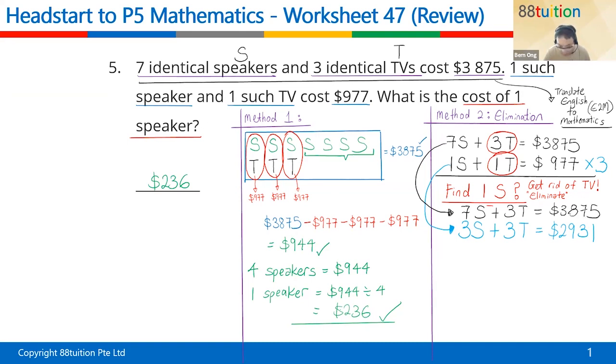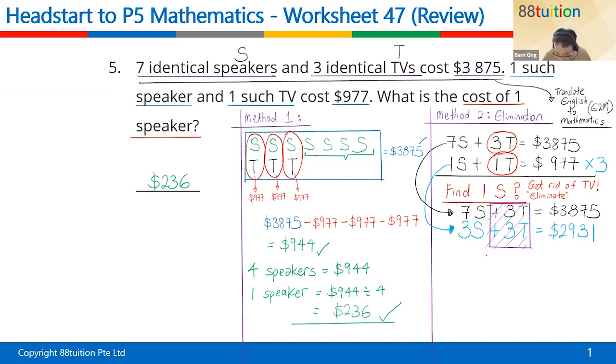And remember, your objective is to get rid of the what? Your objective is to get rid of the television because you don't want the television. The question is asking about the speaker. So you don't want this portion, which is good. How come? Because 3T and 3T, it disappeared. All right, there's 3 television and 3 television. They kind of get rid of each other. Very good. So what must you do?